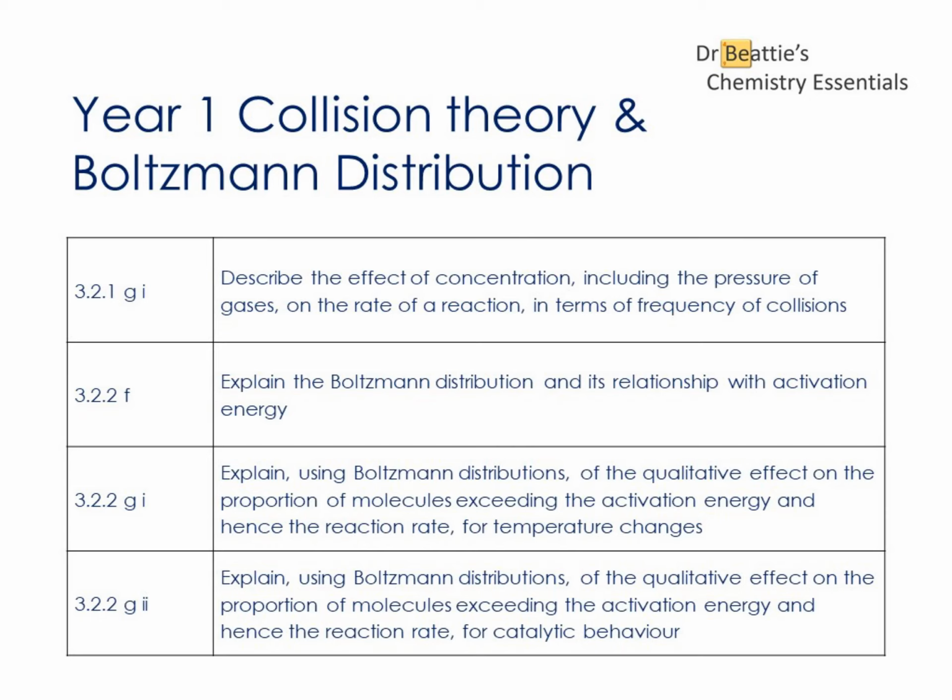Okay, so that concludes our lesson on collision theory and Boltzmann distribution, where we started by looking at qualitative explanations for how collision theory can explain increases in rate of reaction to do with different conditions in the reaction. And then we looked at how this manifests itself in a Boltzmann distribution graph, ticking off these different things of activation energy, looking at temperature changes, and then also the proportion of molecules.